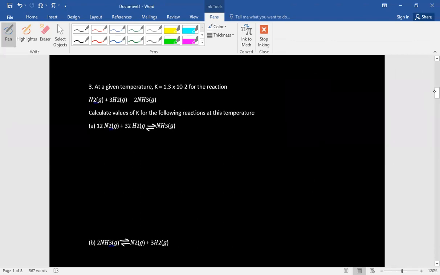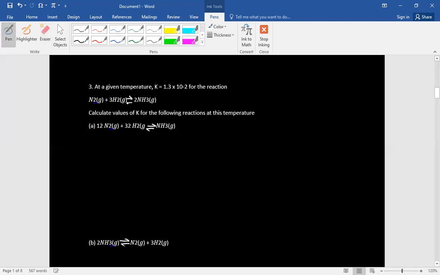So if you did, congrats. Let's go to question 3. Remember that school is easy, so don't complicate it. Now the next question is: given that at the temperature T, the equilibrium constant for the reaction is 1.3 times 10 to the power negative 2 for this reaction here. Okay, so let me put the reversible signs there.